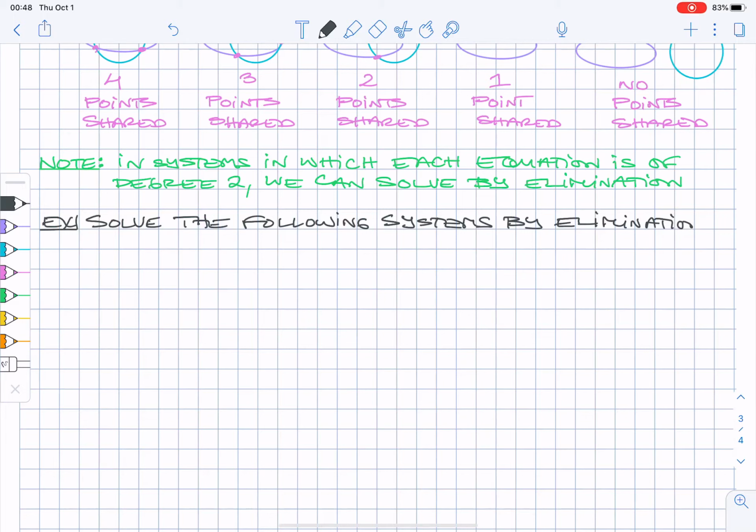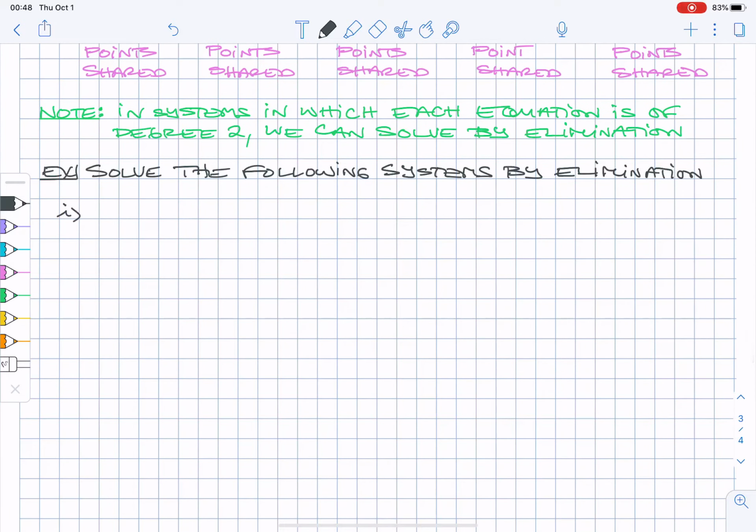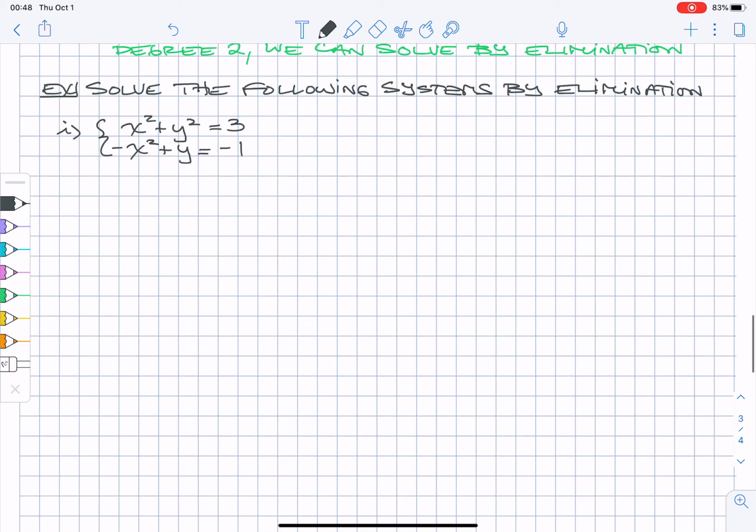So if I ask you to solve using a specific method, you must solve using that method. So let's say we have x squared plus y squared is equal to 3, which is a circle of radius root 3, but that doesn't matter. Negative x squared plus y is equal to negative 1. That's a parabola. So right away, it should be obvious that if we add the two, the x squareds will sum to 0.